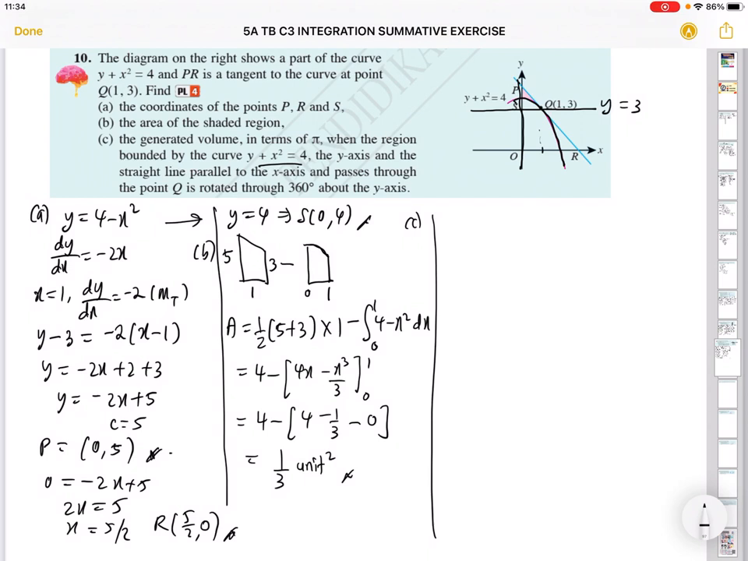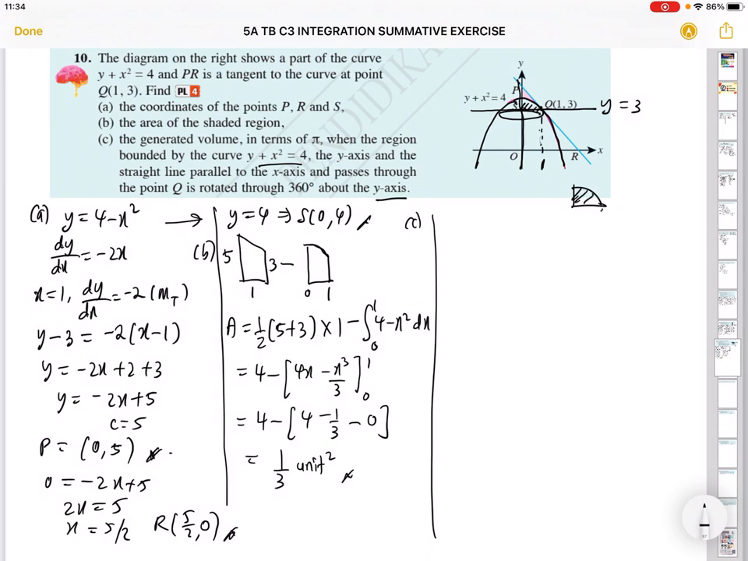Okay? Now this is a bit tricky. This is 1. So when you rotate 360 degrees about the y-axis, the shape is supposed to look like this. Can you see that? Yeah. So you rotate, because originally the region is this. When you rotate, you view from the top. What do you see?